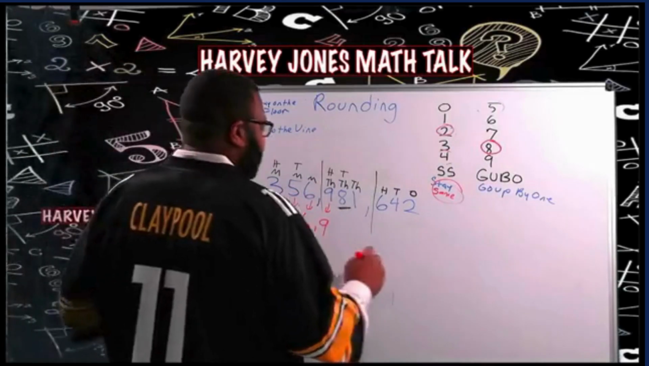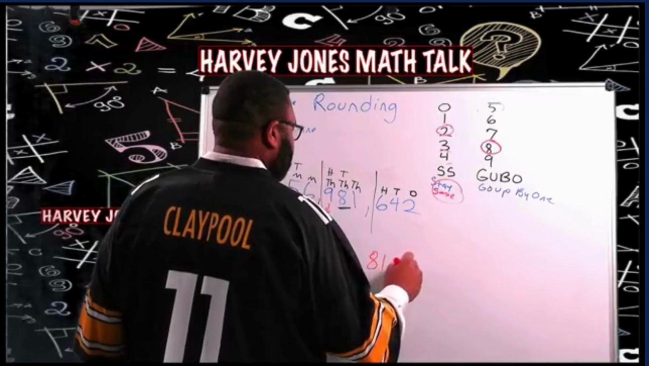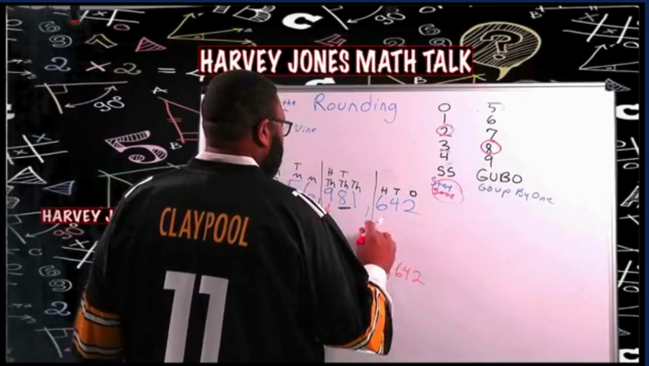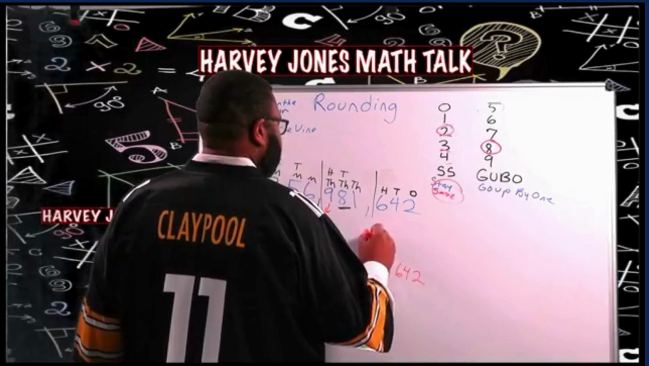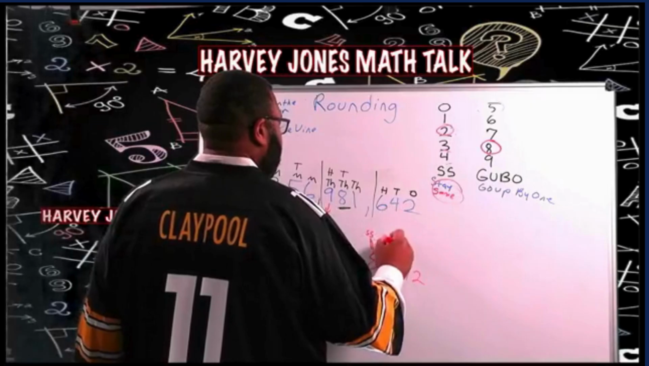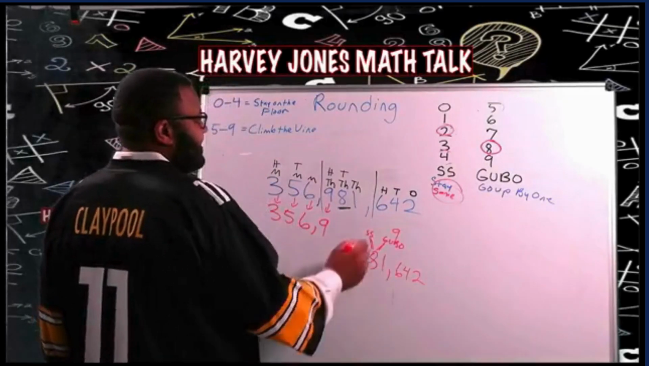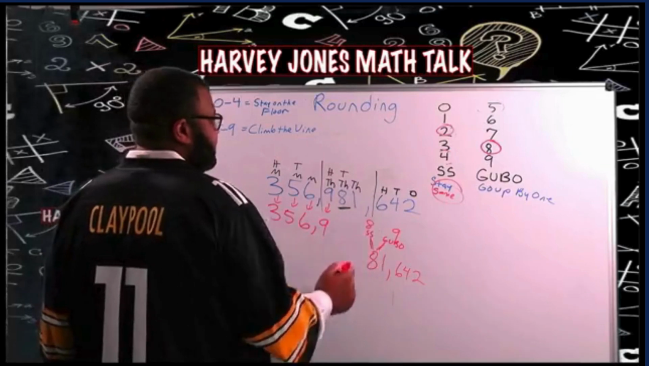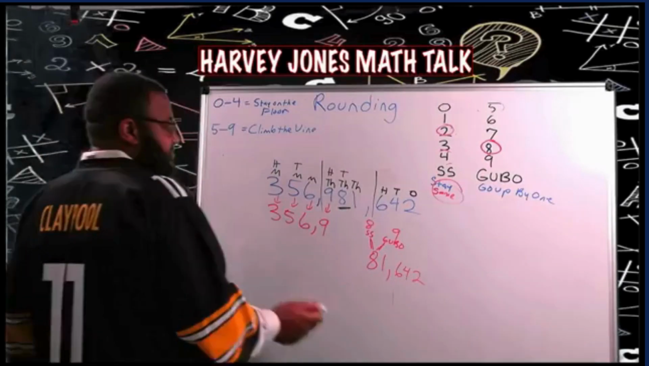What does that mean for us? We have the 81,642. Once again, you got two choices. It's either going to stay the same or go up by 1. What's 1 more than 8? 9. What's the same as 8? 8. You got two choices.